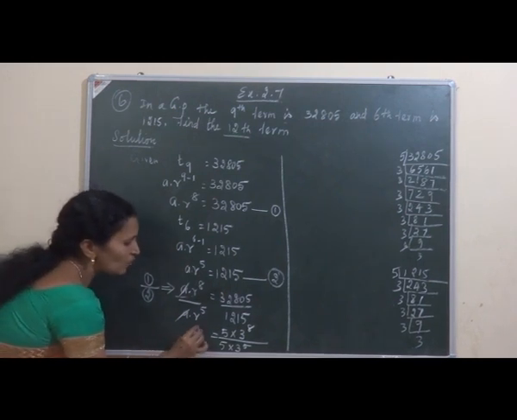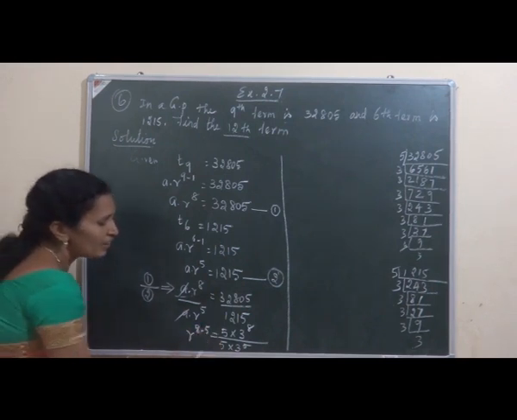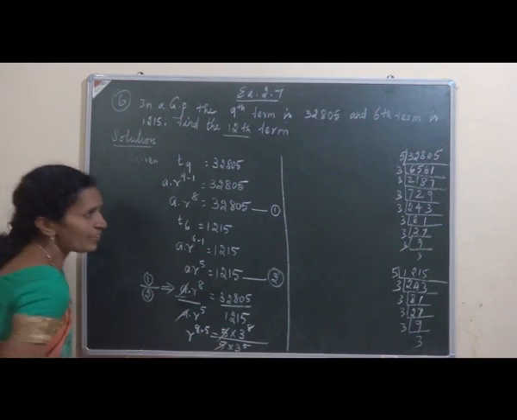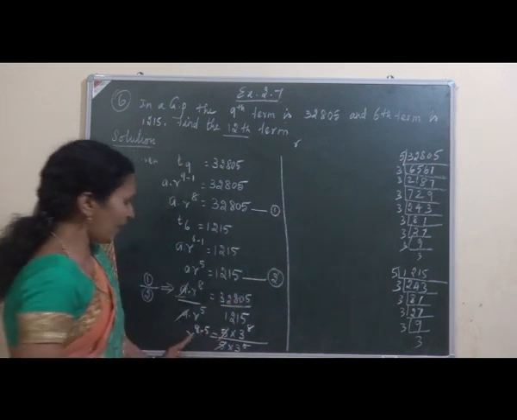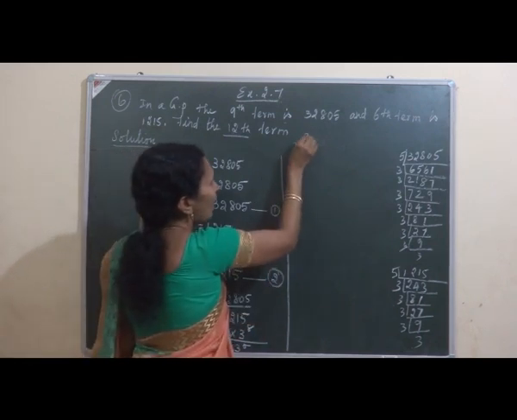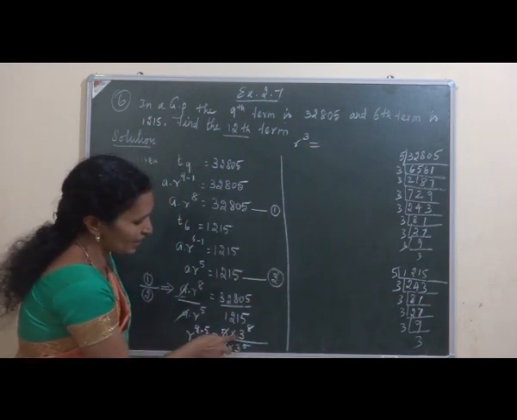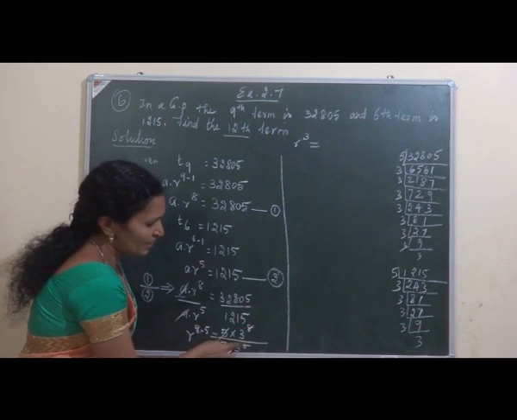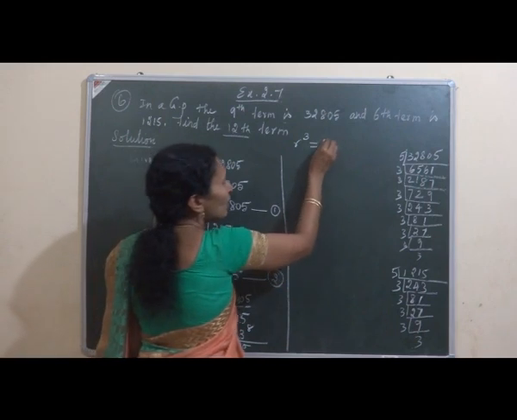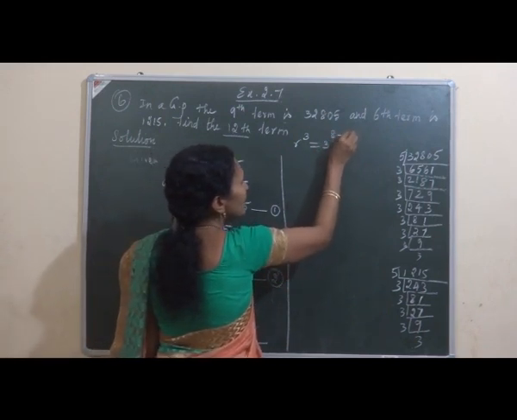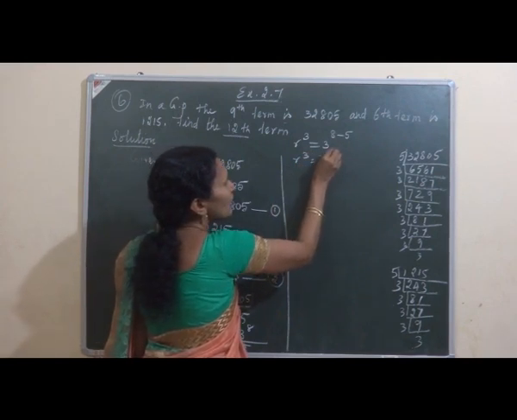Otherwise, one more step you write. 8 minus 5. Here 5 and 5 cancel. How we will write? R power 8 minus 5, 3. R power 3 equals, 5 cancel. Here you see the same way, 3 power 8 divided by 3 power 5. What's the value? 3 power 8 minus 5. So R power 3 equals 3 power 3.